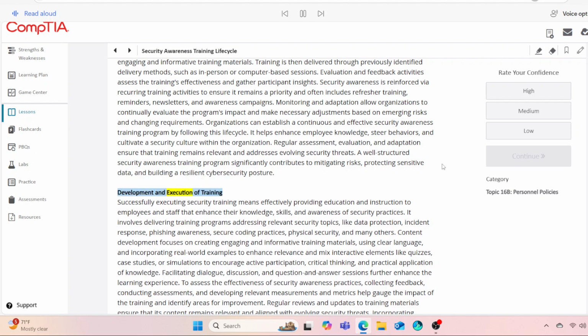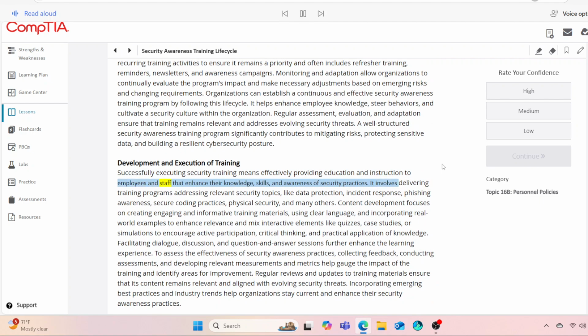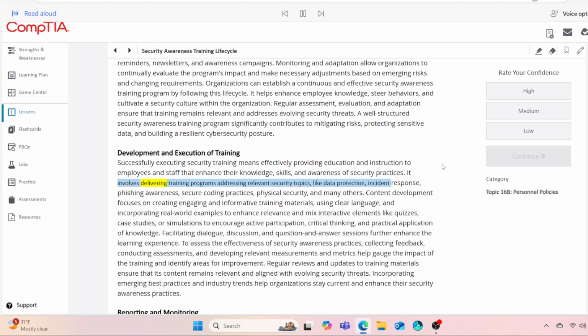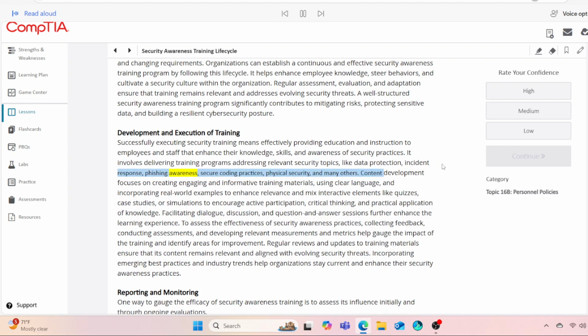Development and execution of training. Successfully executing security training means effectively providing education and instruction to employees and staff that enhance their knowledge, skills, and awareness of security practices. It involves delivering training programs addressing relevant security topics like data protection, incident response, phishing awareness, secure coding practices, physical security, and many others.